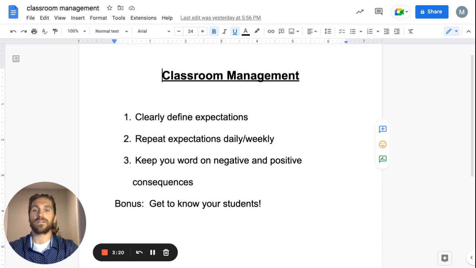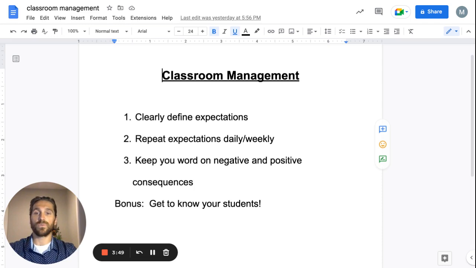So that's step number 1. Clearly define your expectations. In my opinion, the fewer expectations you have for them, the better. And I don't mean that you have low expectations of them, but what I'm saying is try to stay within 3 to 5 or less, so that they don't have to remember, okay, I can't do this, can't do this, can't do this. It's more of a blanket statement that covers a lot.